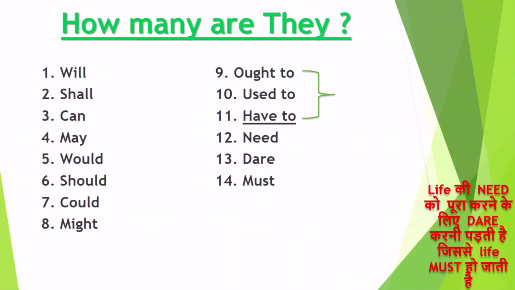Here we have the 14 modal names. Generally students do not remember the 14 modal names, so remember that modals are 14. Earlier they were 13. The 14th one which has been added is have to, which is underlined. If you remember these modals in this sequence: will, shall, can, may, and we convert them into past, like will to would, shall to should, can to could, may to might. And last, after that, we have ought to, used to, have to.